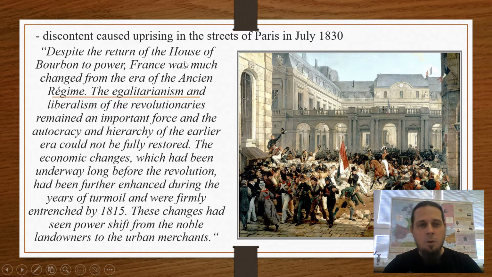Despite the return of the House of Bourbon to power, France was much changed from the era of the Ancien Régime. The egalitarianism and liberalism of the revolutionaries remained an important force, and the autocracy and hierarchy of the earlier era could not be fully restored. The economic changes, which had been underway long before the revolution, had been further enhanced during the years of turmoil and firmly entrenched by 1815. These changes had seen power shift from the noble landowners to the urban merchants.